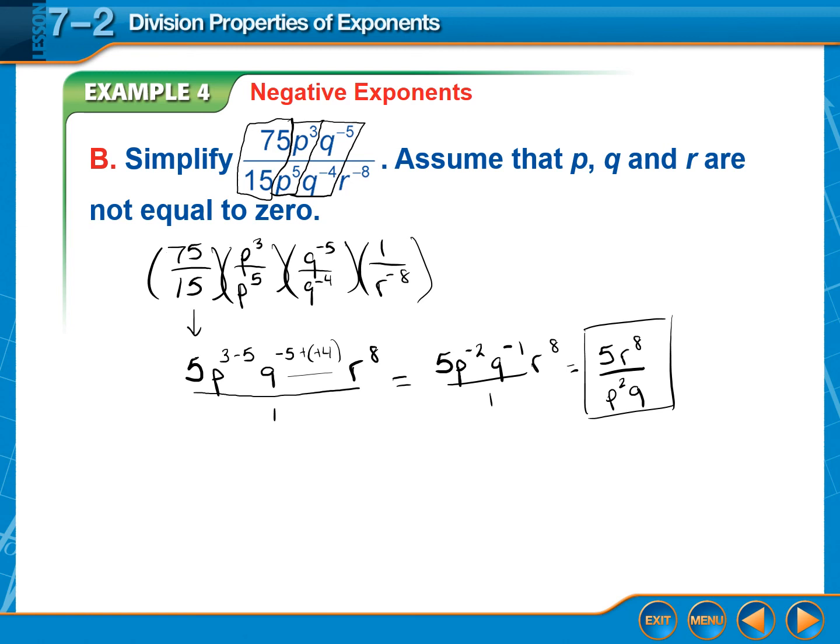We subtracted powers with the same bases when we were dividing. r to the negative 8th became r to the positive 8 when we moved it up to the numerator. And then once we ended up with positives and negatives, right here, p to the negative 2, q to the negative first, we move those down to make them positive.